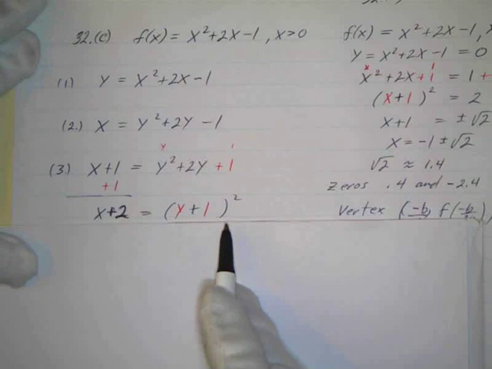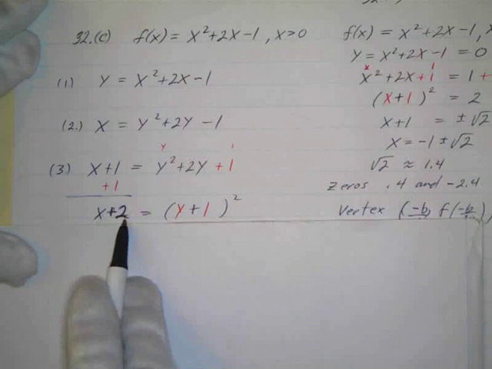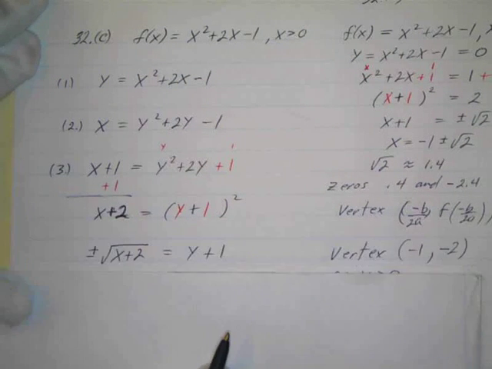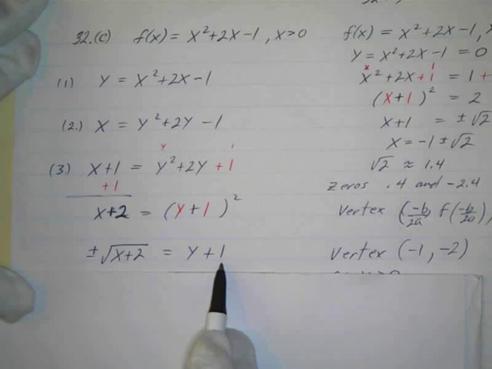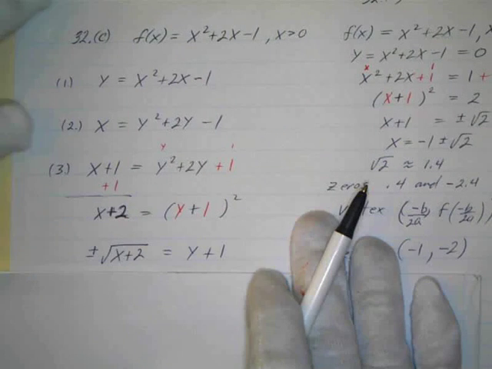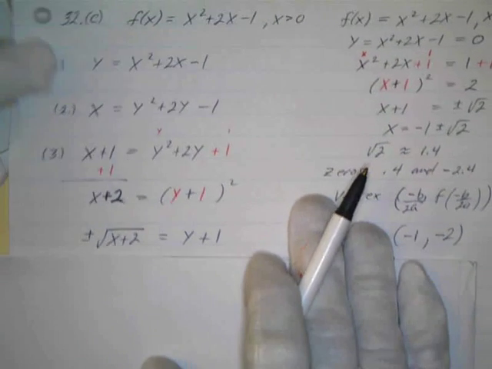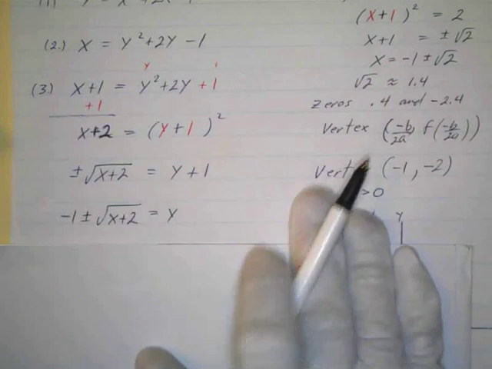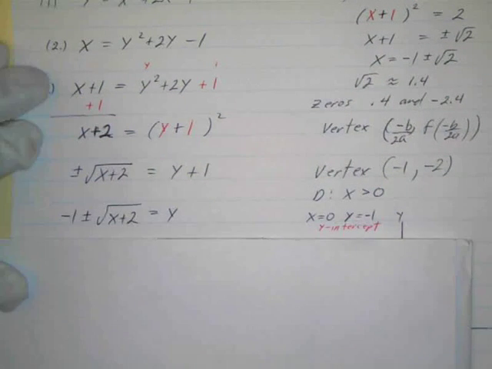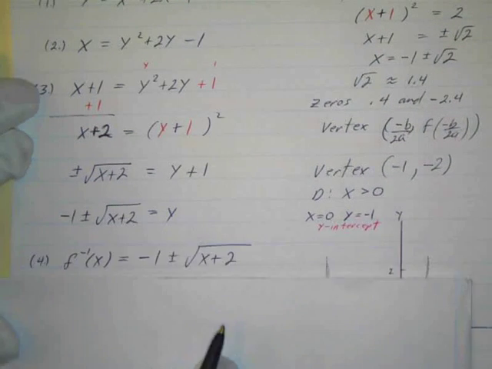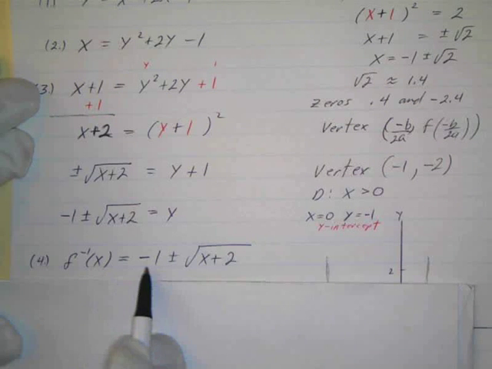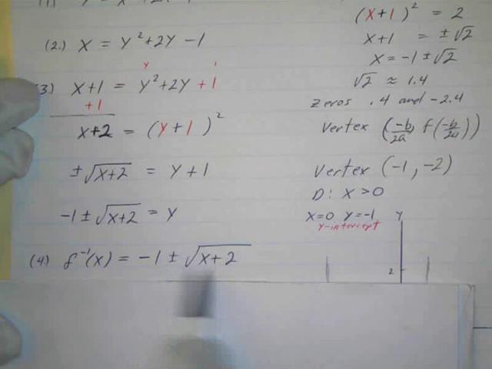Okay, then I take the square root of both sides. So the square root of this would be plus or minus the square root of x plus 2. And this is going to be y plus 1. And then if I subtract 1 from both sides, now we're looking pretty good here. We've got this. Okay, and then we just change that, and we remember the 4th step. We recall that f inverse of x equals -1 plus or minus the square root of x plus 2.